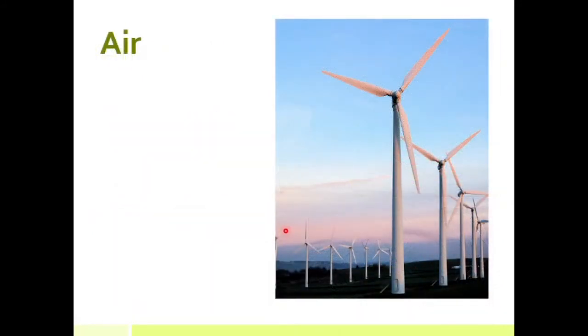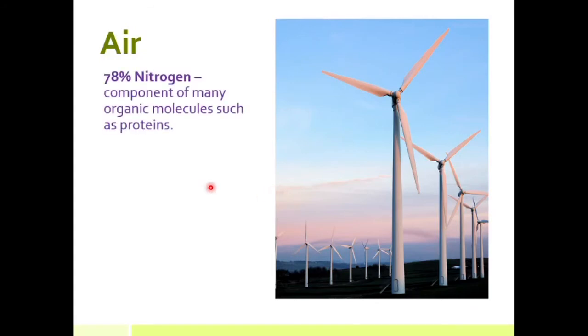Next, let's talk about the air. On planet Earth, we have different components. We have the hydrosphere, and we also have the atmosphere. Living organisms depend on the atmospheric gases found in the air. Accordingly, 78% of the atmospheric gas is nitrogen, which is a component of many organic molecules such as proteins.